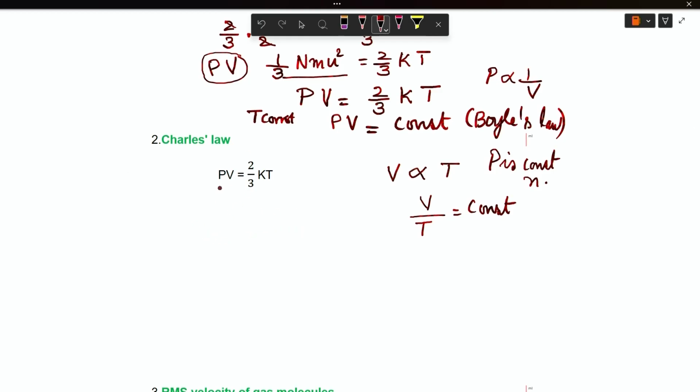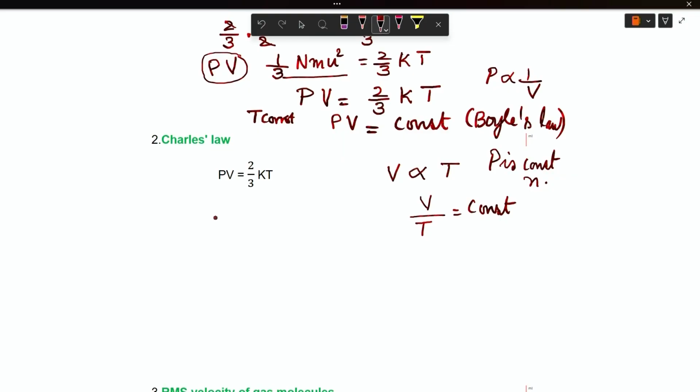Now, we have got the expression PV is equal to 2 by 3 kT. We want it in terms of volume. So, I can put V is equal to, taking pressure to this side, 2 by 3 with pressure in the denominator, into K into T. So, the expression takes the form like this.